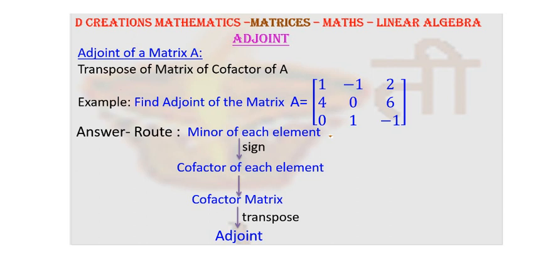There is a certain route that we follow. First step is of course finding the minor of each element. Then assign a sign to get the cofactor. When you have the cofactor of each element, you can form a cofactor matrix and then simply take its transpose. We have done an extensive episode on transpose, remember? So that gives you the adjoint.